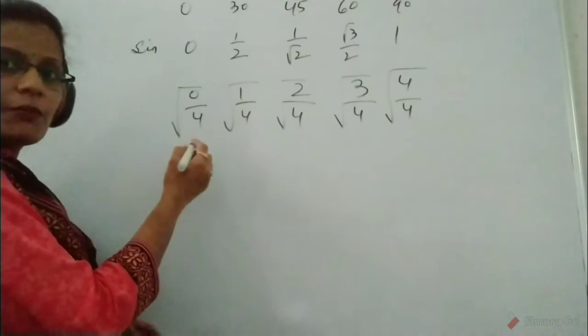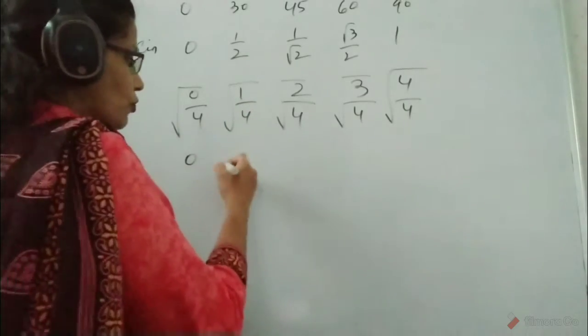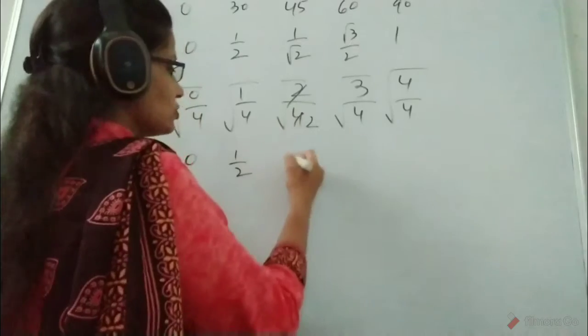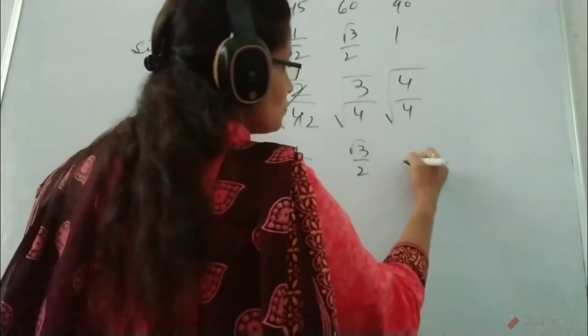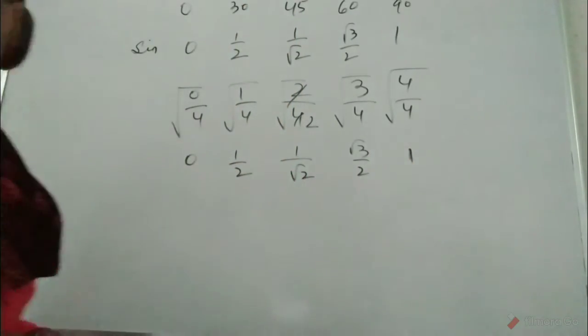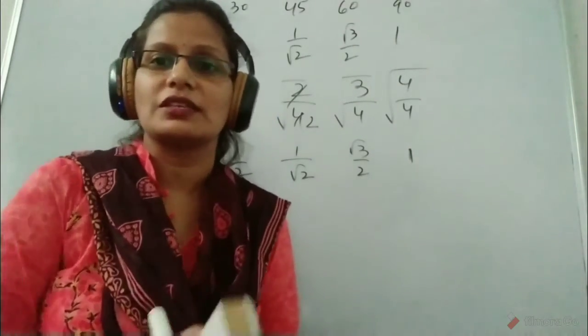So 0 upon any number is 0, under root 0 is 0. 1 by 4, root 4, that is 1 by 2. Then 2 by 4, which is 1 by 2, so it will be 1 by root 2. It will be root 3 by 2, and 4 by 4 is 1, and under root 1 is 1. So this is how we calculate it. But once again, I would say it will be better to learn it because you don't have that much time in exams to make the table.